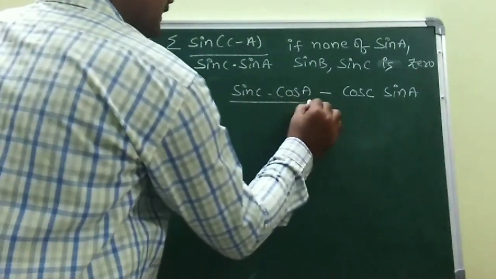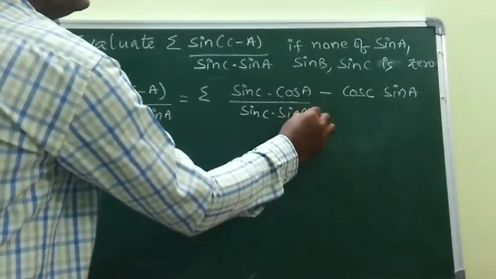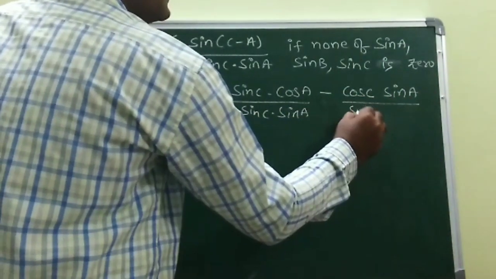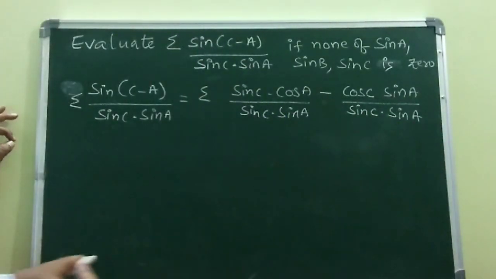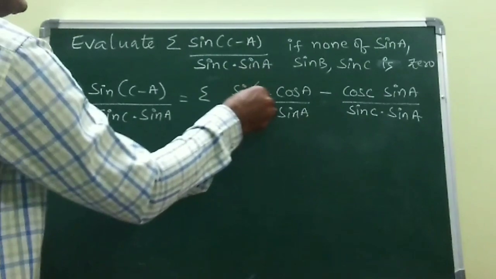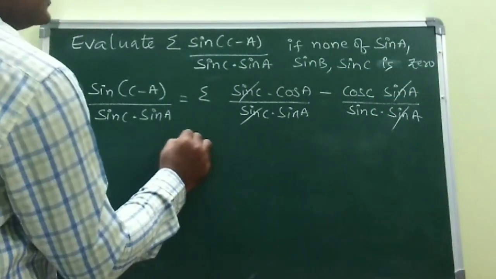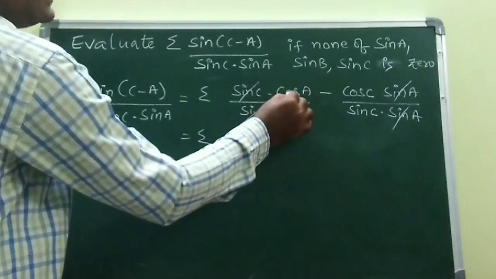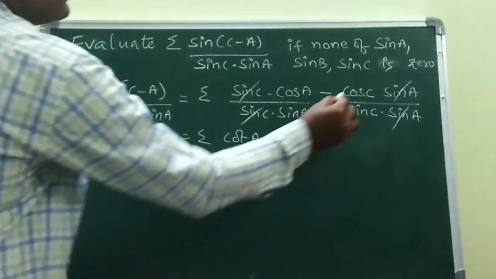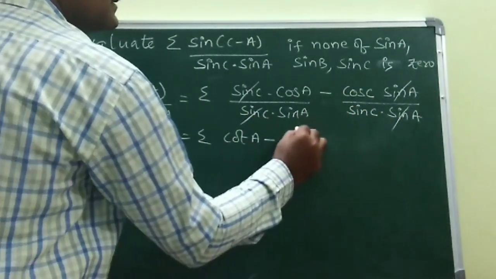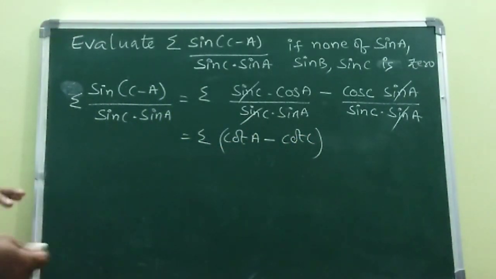I want to split it now. So divided by sin C into sin A, and this is also divided by sin C into sin A. Okay. So sin C cancels. Even sin A also cancels. So that is sigma cos A by sin A, which is cot A, minus cos C by sin C, which is cot C. Sigma cot A minus cot C.